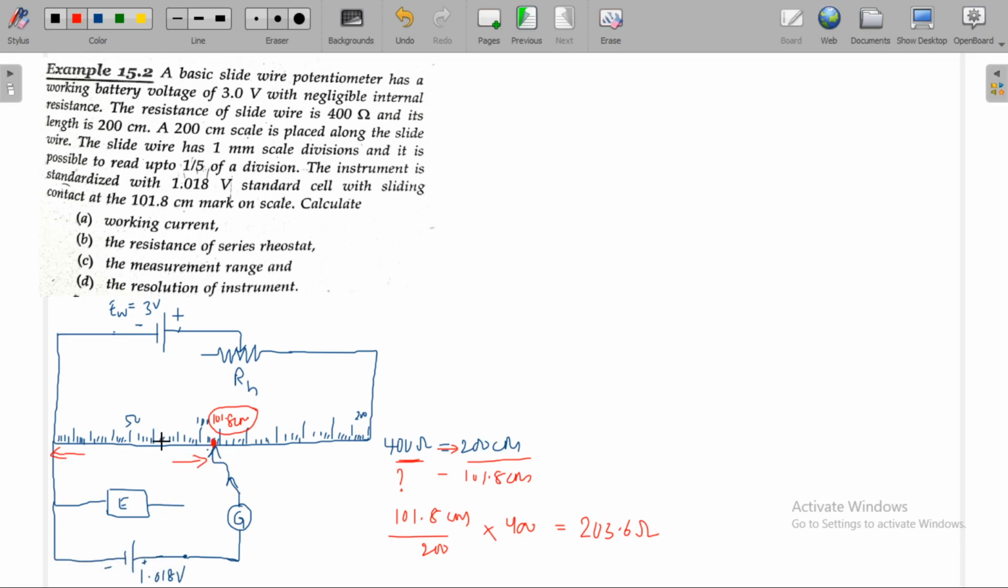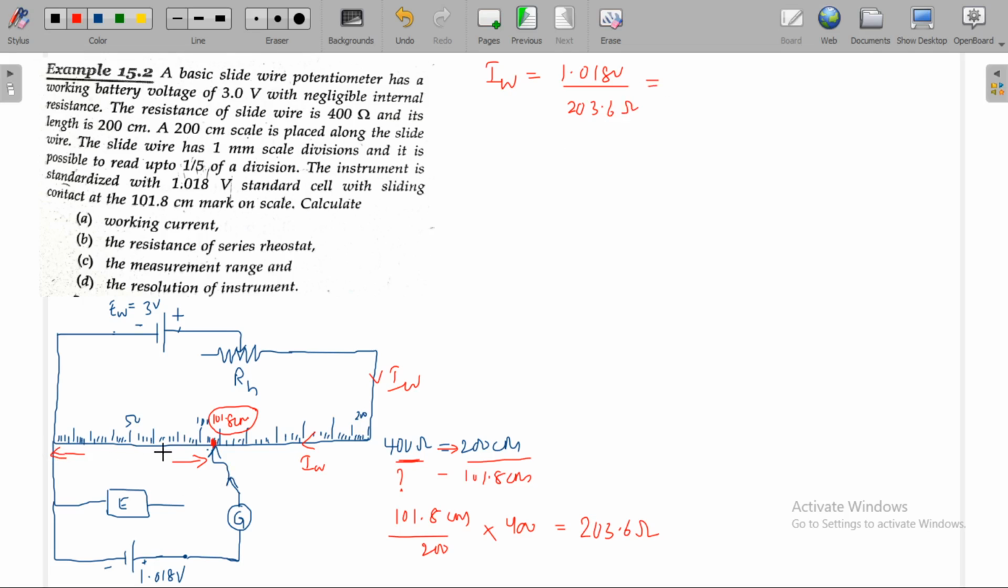Then what will be the current flowing to this? The current which is flowing to this is the working current, IW, right? Current flowing to this will be equal to current flowing to this. Then working current IW is equal to 1.018 volts by 203.6 ohms.